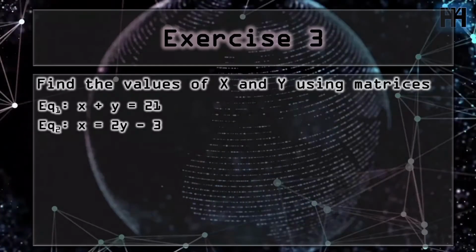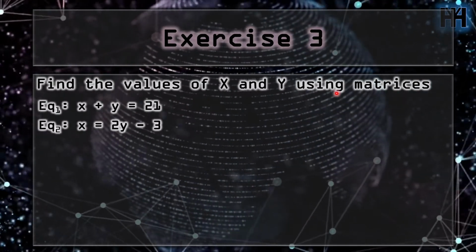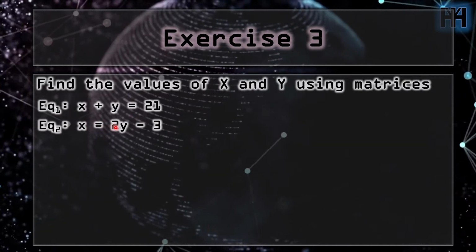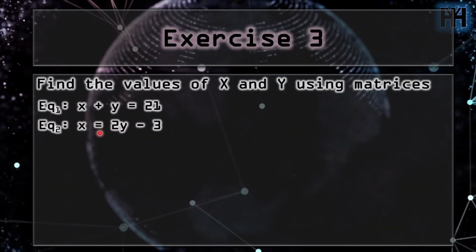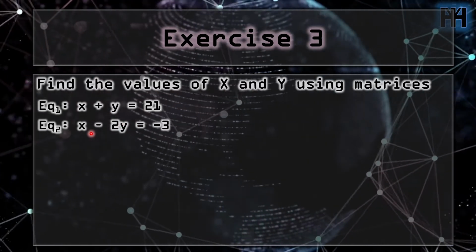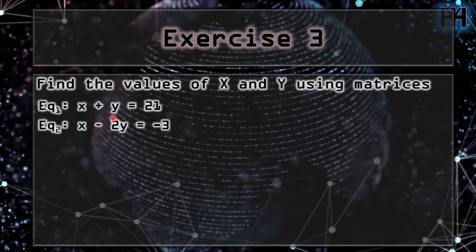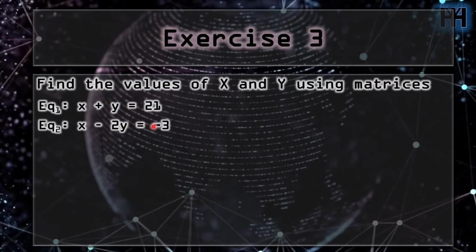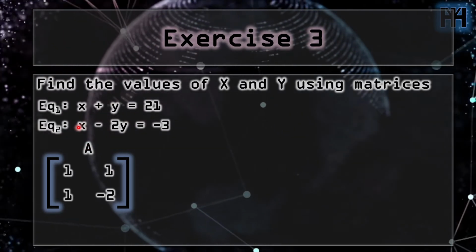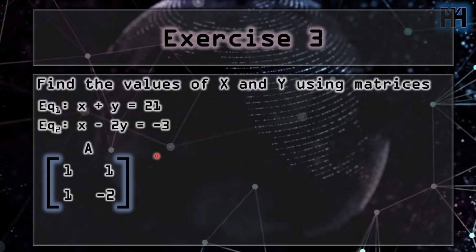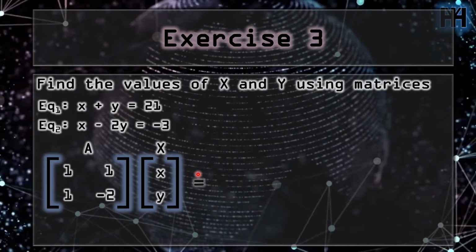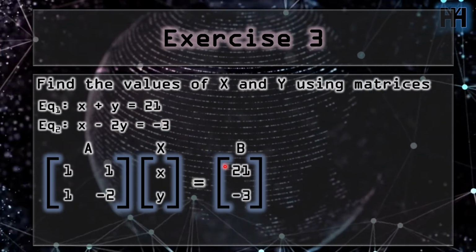Okay, let's see here. Find the values of X and Y using the matrices. We have X plus Y equals 21 and X equals 2Y minus 3. We must put this in a form like the first one, so we want to get the 2Y before the equal sign. So we have X minus 2Y equals negative 3. We have arranged the two equations and they are ready. So we get the matrix A with the coefficients of the first equation 1 and 1, and the coefficients of the second equation 1 and negative 2. The matrix X will be X and Y, and the matrix B will be 21 and negative 3.